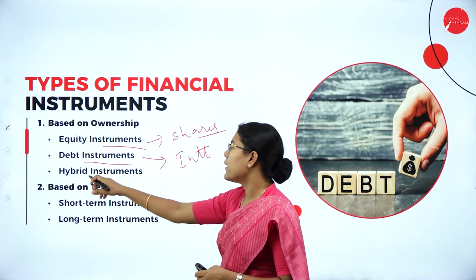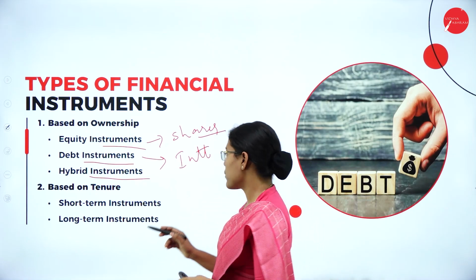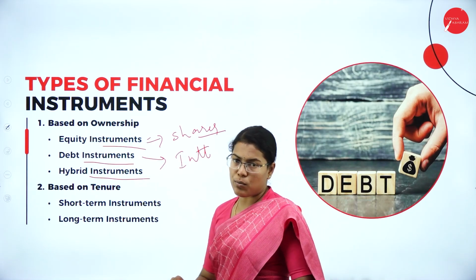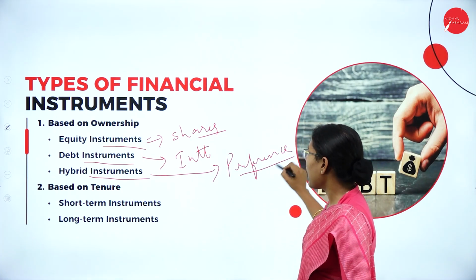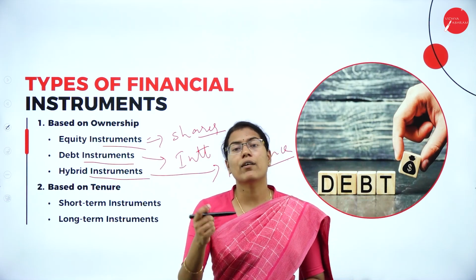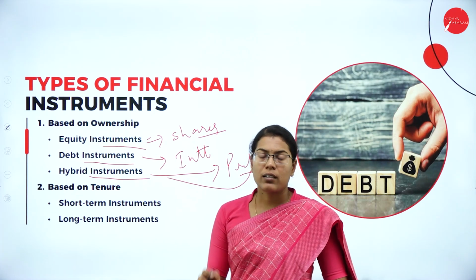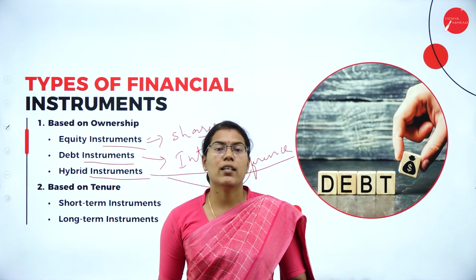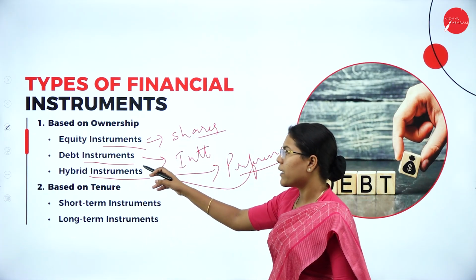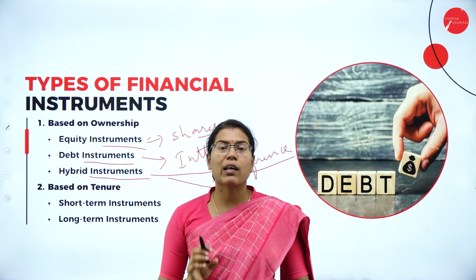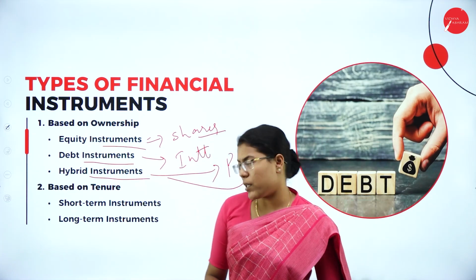Next we have hybrid instruments. Hybrid instruments are those instruments which carry the features of both equity instruments and debt instruments. These can be preference shares, where they are shareholders of the company, but they won't have voting rights, and they are entitled to get a regular dividend, just like interest that is paid on debt. That's why they carry the features of debt instruments. They are preferred before equity shareholders, and they can claim the dividends payable on a regular basis.